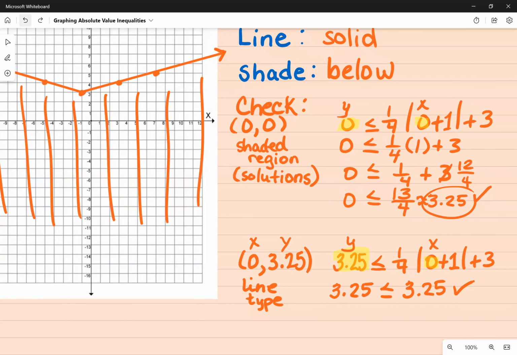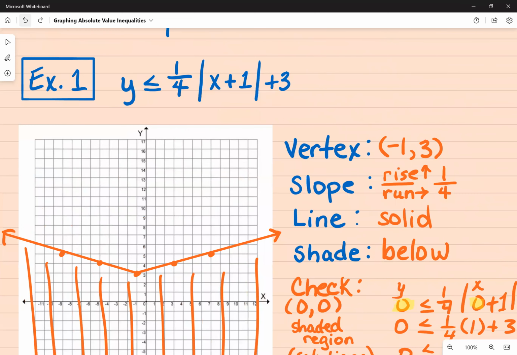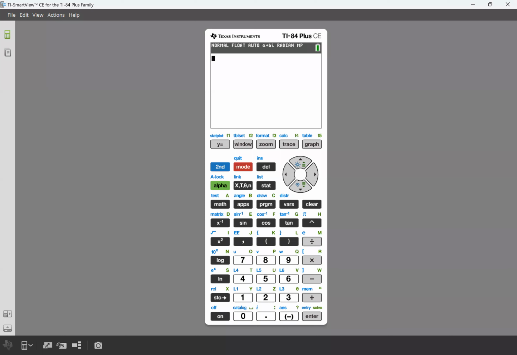Now, what I want to do is show you in the calculator how this would look. Later in the video, I'll have the steps listed out for you. The first thing you have to do is go to your apps button, and I've already done it. You go to your apps, and then you go to number 7. You can literally just type 7 in.